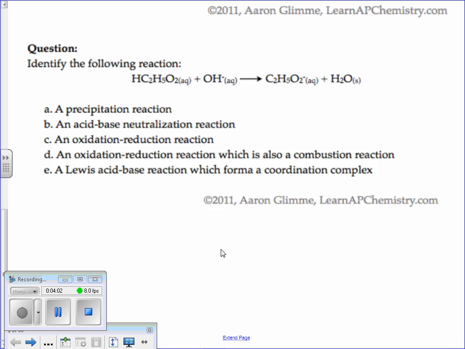Identify the following reaction as something. All right, Nick, what do you think? It's B. B, right. How do you know? Because of the OH ion. Just because the OH ion is there does not necessarily mean it's acid-base. There's more to it. Jack?